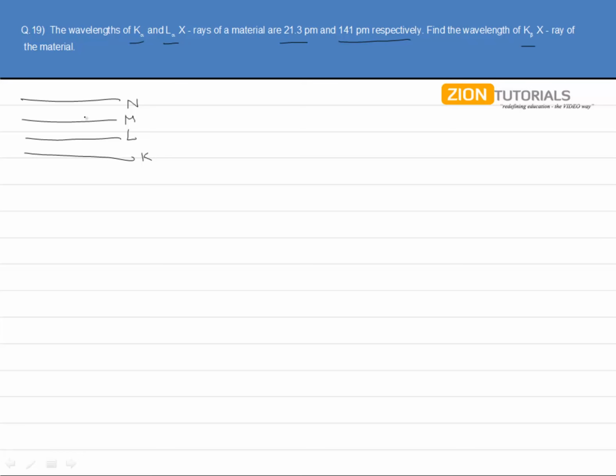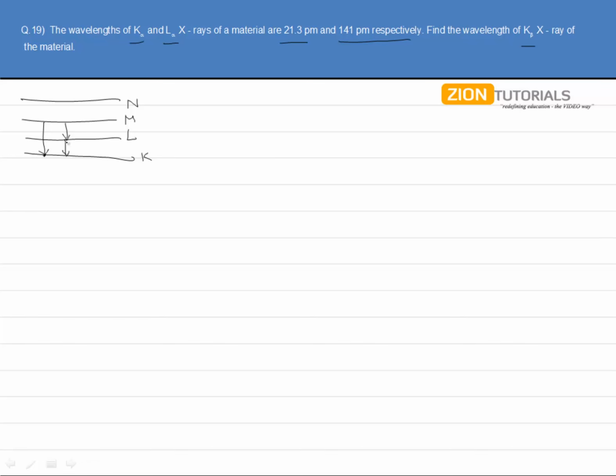then K alpha has been given. K alpha means coming to K, the first transition, and L alpha coming to L, the first transition. So these have been given, and they want us to find the wavelength of K beta, so coming to K from the second, like this, X-ray of the material. Now they have given us the wavelength of this, and they want the wavelength of this.